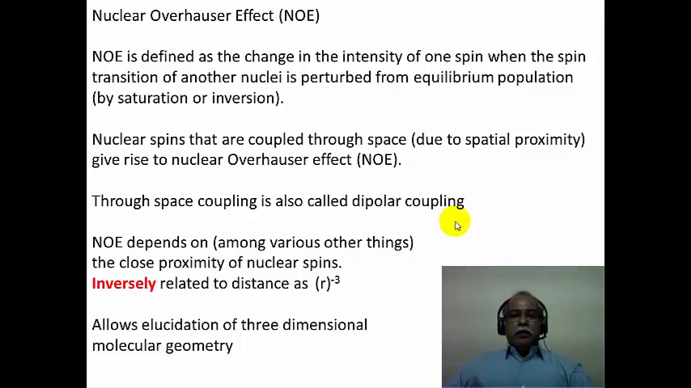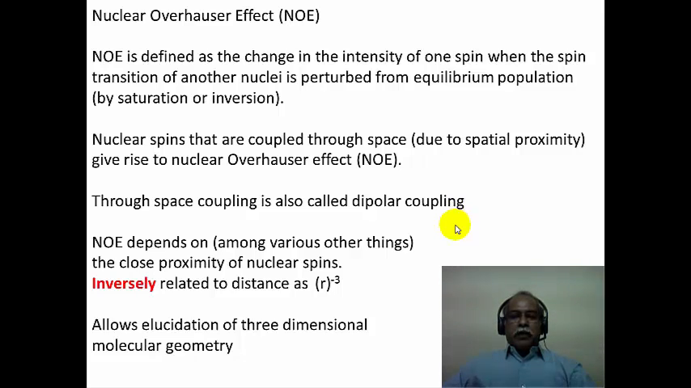Now, nuclear spins that are coupled through space, in other words, due to spatial proximity, give rise to nuclear Overhauser effect. They need not be bonded directly. There can be a through space interaction, and this interaction is known as the dipole-dipole interaction. Through space coupling is also therefore known as the dipolar coupling.